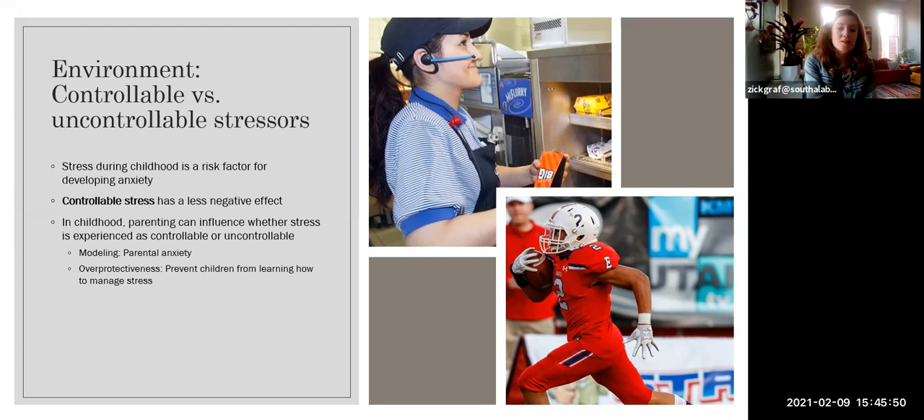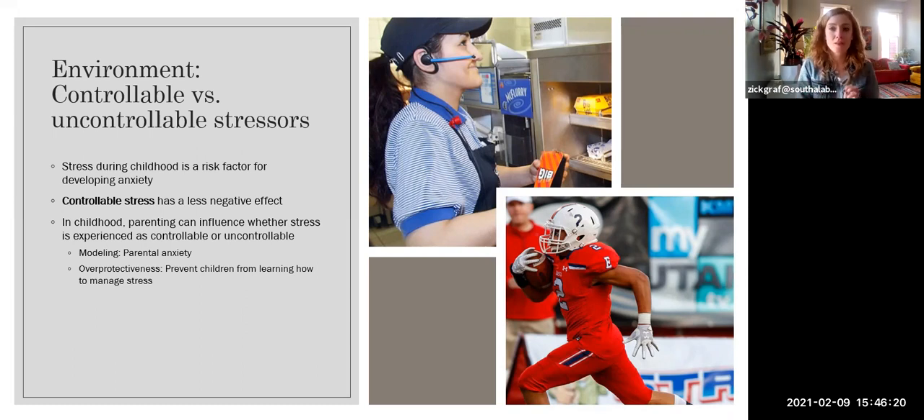So parents play a really important role in influencing whether their children experience different stressors as controllable or uncontrollable. When parents model an anxious response to stressors, when parents freak out in response to environmental stressors in front of their kids, that gives their kid the message that this stressor is so serious and so uncontrollable that my parent, one of the people that I trust to help manage my environment and take care of me, can't handle it. That must mean that it's very serious and very dangerous.